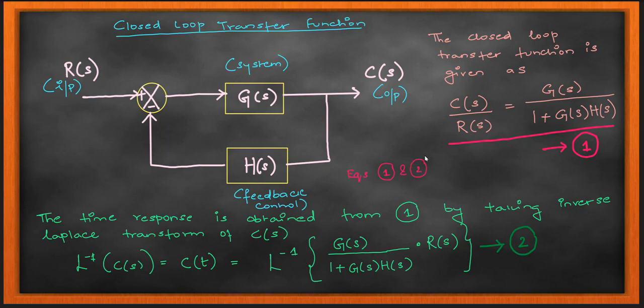That is going to give me my time response. And how do I get that inverse of C of S? By taking the system level function. The system level function is your transfer function, right? A transfer function which contains my system blocks G of S and also the feedback control H of S, and that is the equation I will be using to compute my time response C of T.